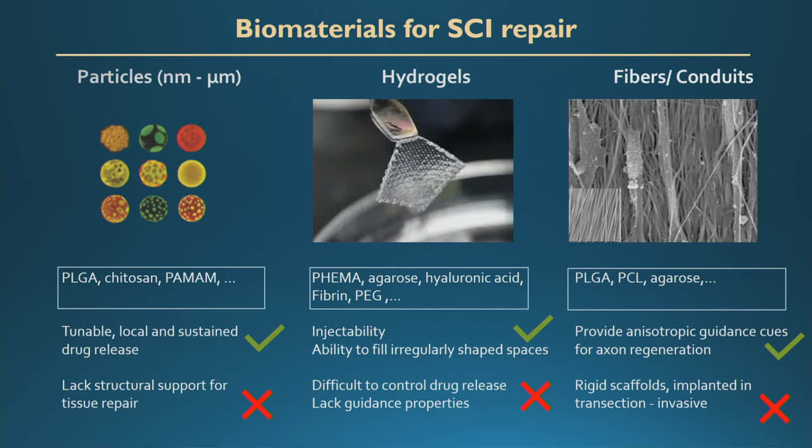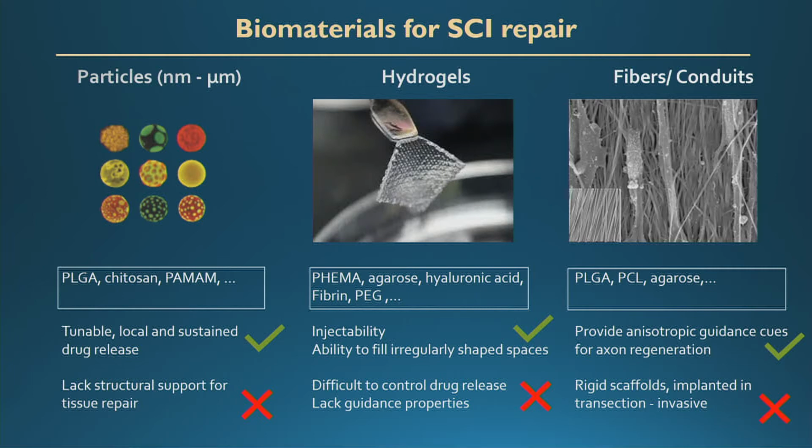So if we think of particles, they're very useful because the chemistry is very defined. It's very easy to manipulate these molecules. So we can tune the way the drug is released, and we can have it acting in a sustained and prolonged manner locally. However, we know that after spinal cord injury, often there's the formation of a cavity and a cyst, and these particles are not able to provide support for cells to regenerate in those areas.